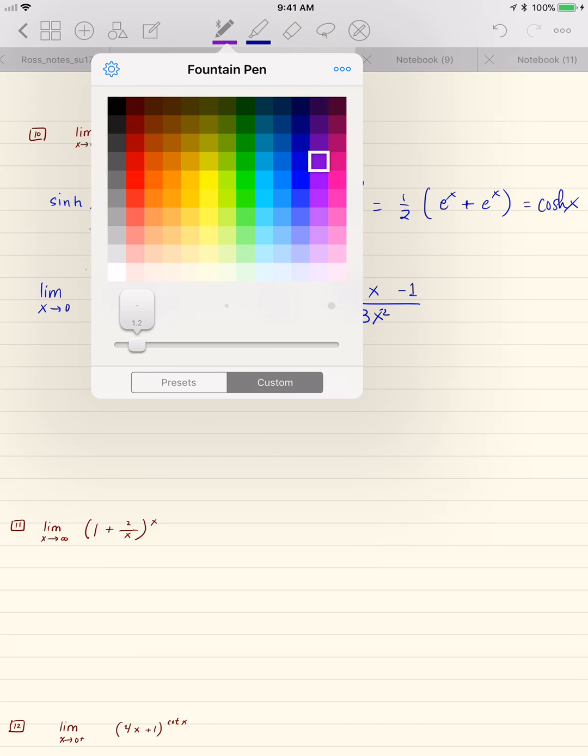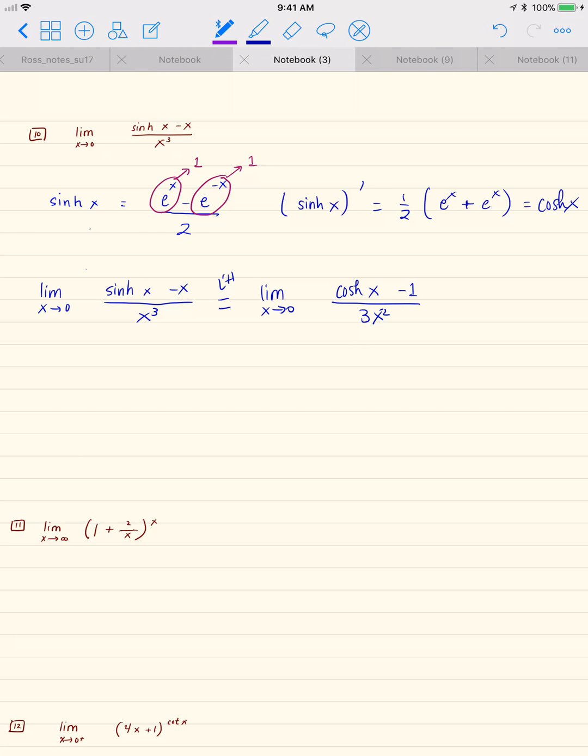Now what happens as x goes to 0 to cosh of x? As x goes to 0, e to the x is going to go to 1, and e to the negative x is going to go to 1. So cosh of x is going to go to 2 over 2, which is 1. So cosh x goes to 1. So we have an indeterminate form of 0 over 0, right? So we can apply L'Hopital's rule again.